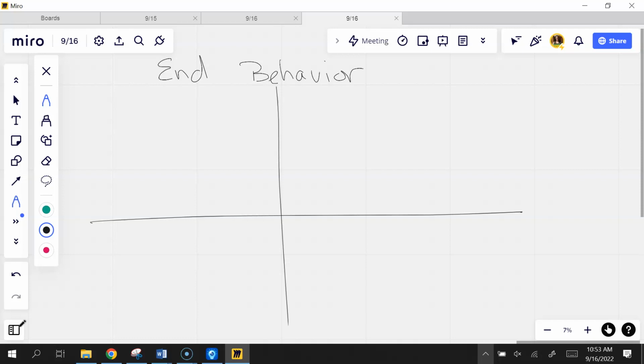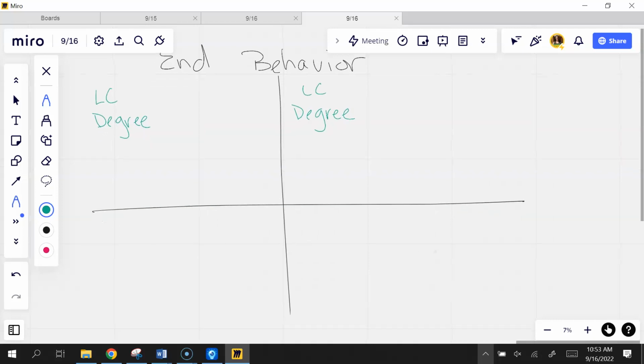End behavior. We're going to classify polynomials end behavior by their leading coefficient and their degree. Y'all are real jerks, I tell you what. This is a chart. I would write this big somewhere in your notes because you will reference this for a long time until you memorize it.